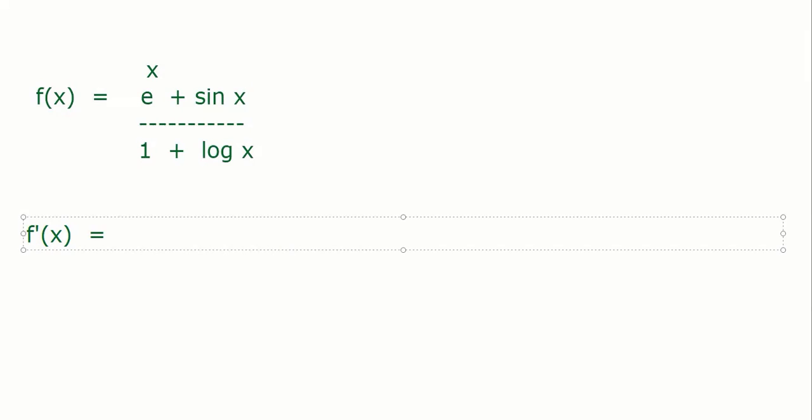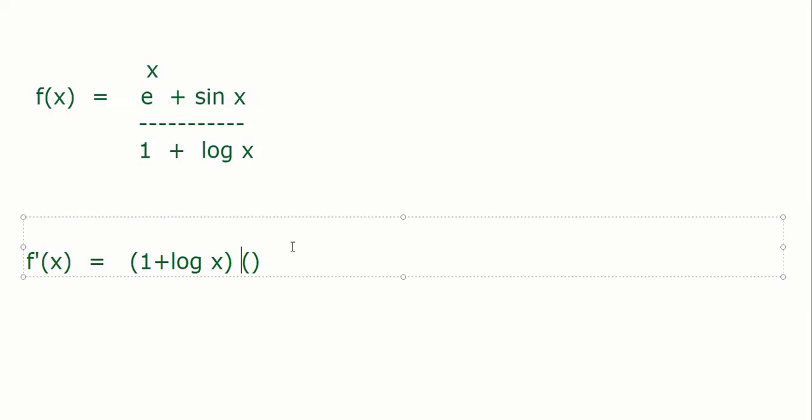Tell me. 1 plus log x. So you're writing v as it is first. Yes, sir. Into u dash. Yes, sir. e power x plus cos x. So I have to write e to the power x like this. e to the power x will always remain the same in differentiation.